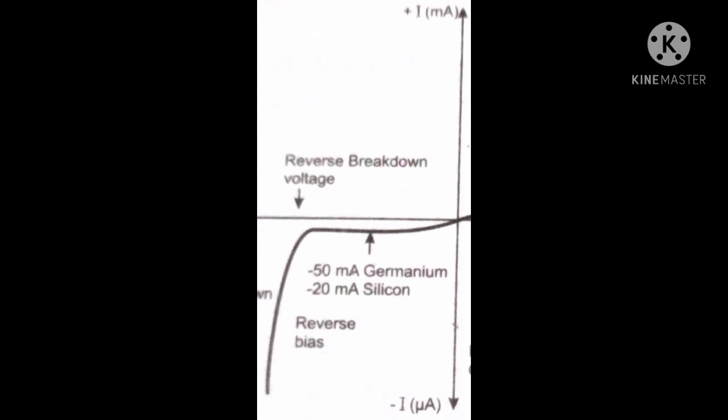Students, after studying both characteristics of a diode, we can conclude that a diode conducts when it is forward biased and will not conduct when it is reverse biased.